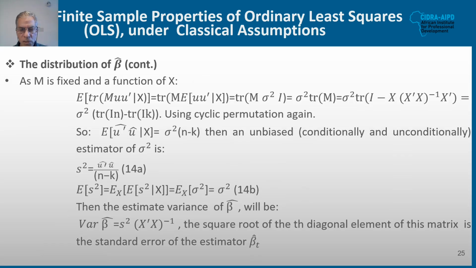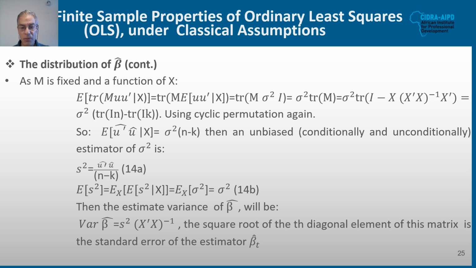So, as M is fixed and a function of X, let's apply the expectation to the random part of the last equality. And the random part is U times U transpose given X. And if you remember, by the assumption of constant variance and no error autocorrelation, that expression equals sigma squared times the identity matrix. So we are left with the expression sigma squared times the trace of M.